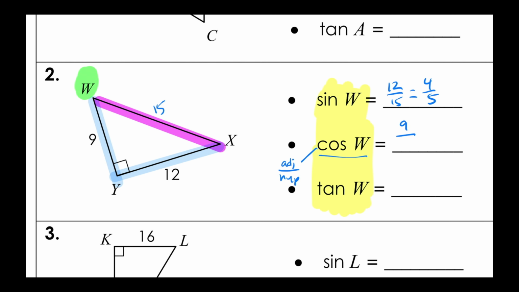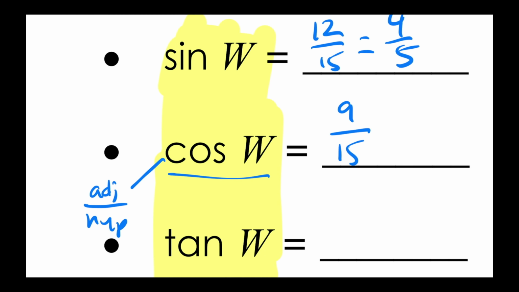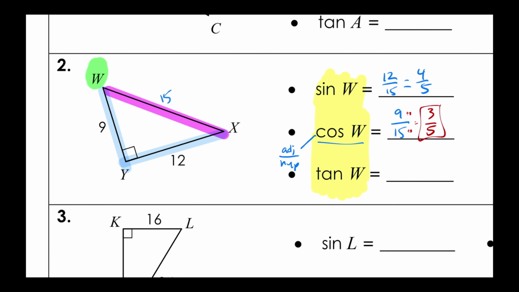So we put 9 up here. And then what's the hypotenuse? The hypotenuse is only one, 15. If I want to simplify 9 over 15, I can divide by 3, and I get 3/5. And then the last one, how do I find the tangent of W? Again, here I am at W. In your head, you should be saying, oh yeah, tangent is TOA, opposite over adjacent.